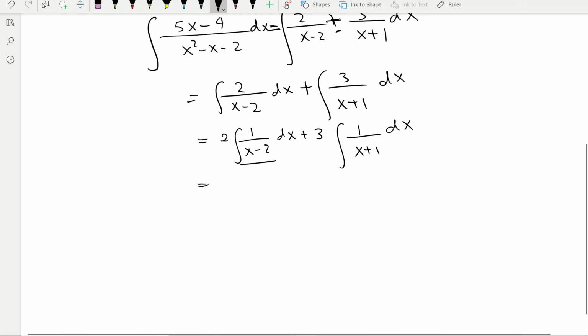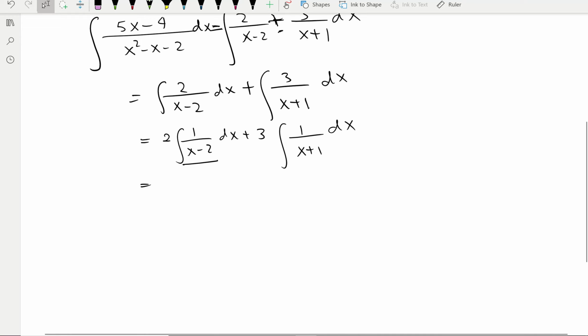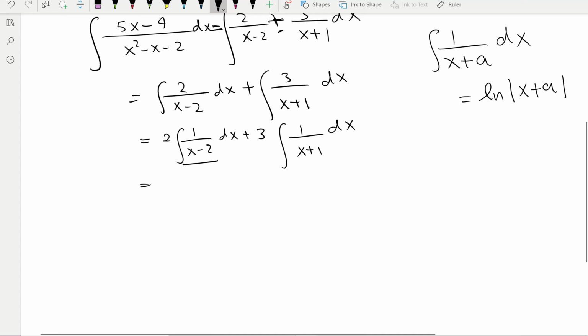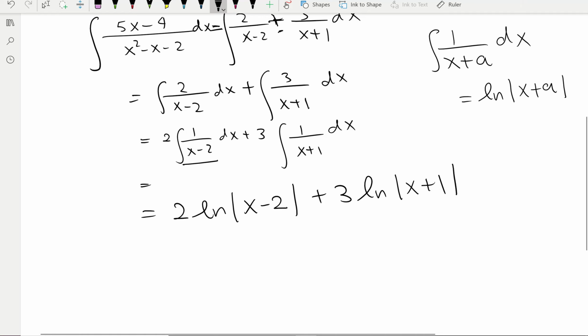I guess we need a quick review. I did this in my basic integration review series. What is the integral of 1 over x plus a? There's a formula: it's the natural log of the absolute value of x plus a. Based on that, this is going to be 2 natural log of the absolute value of x minus 2, plus 3 times natural log of the absolute value of x plus 1, plus an arbitrary constant of integration. Once you do the decomposition, it's easy. So what I did here is I solved case 1, the distinct linear factor case.